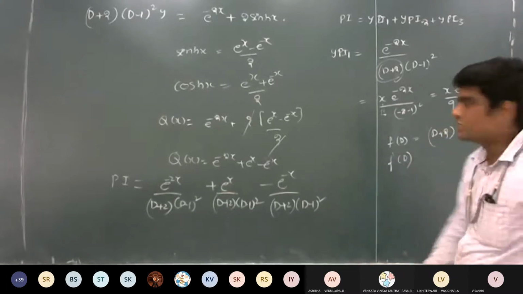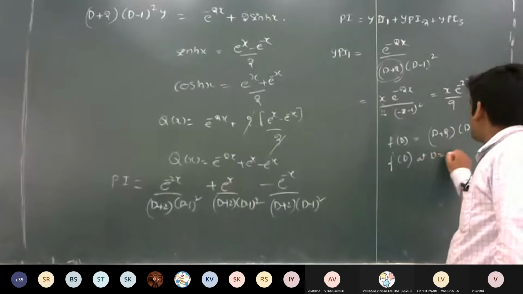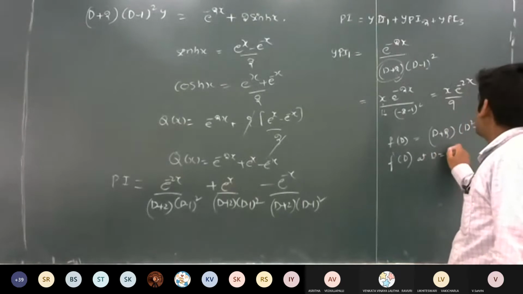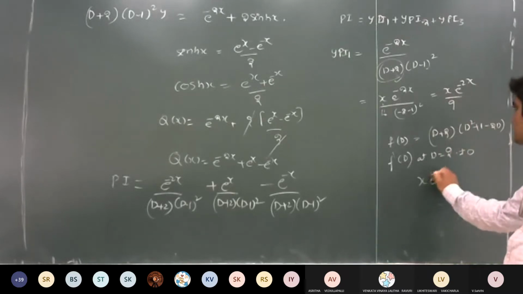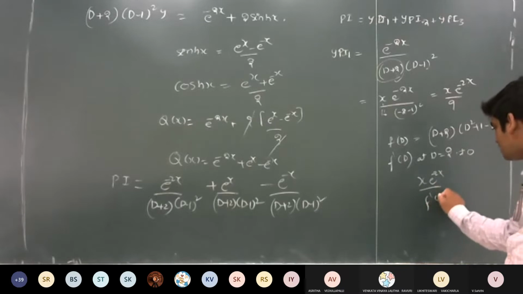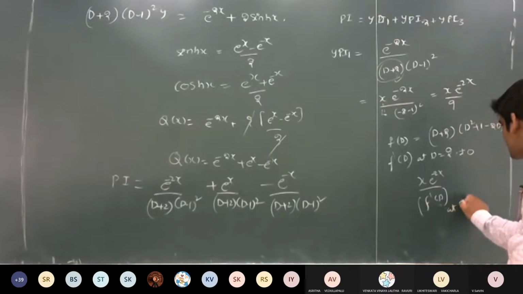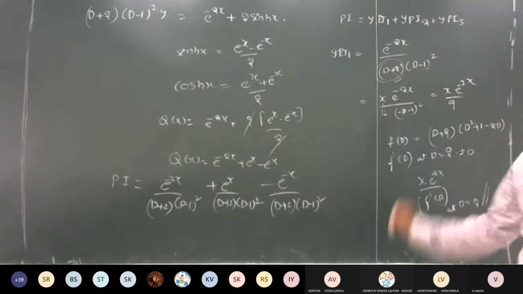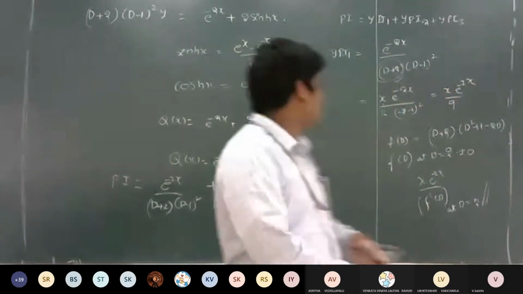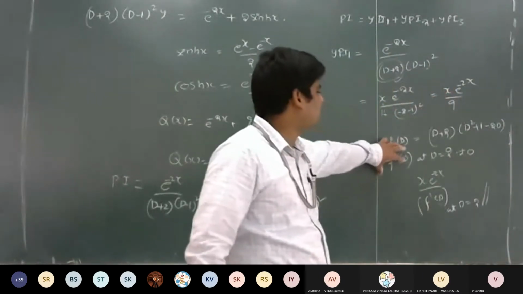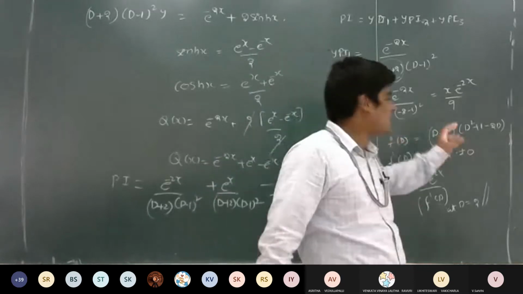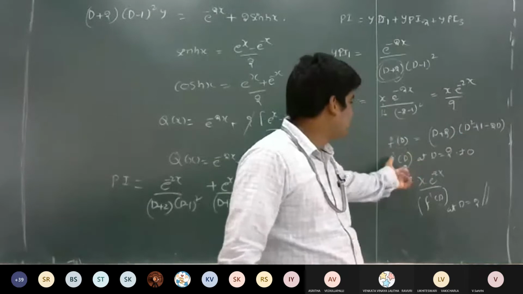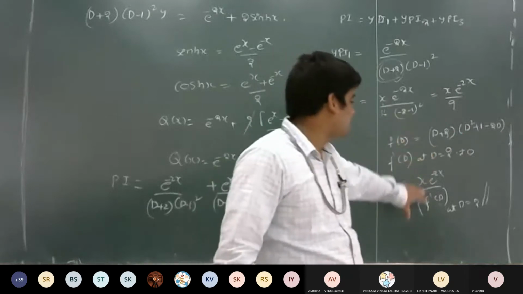You can find f dash of d, where d is equal to minus 2. Then you have to replace x into e power minus 2x by the f dash of d value. So that is another way. But here it is taking some time, because we are expanding the function f of d, and directly we will get this value.